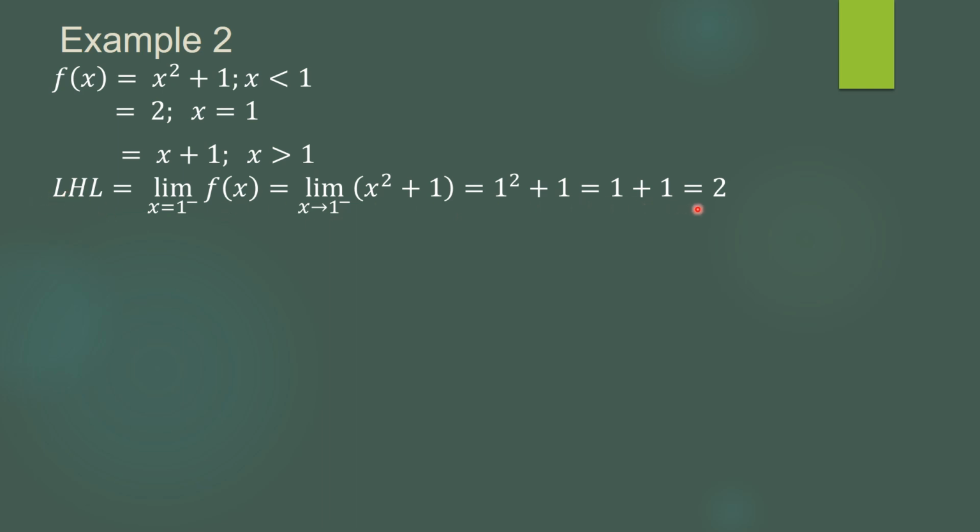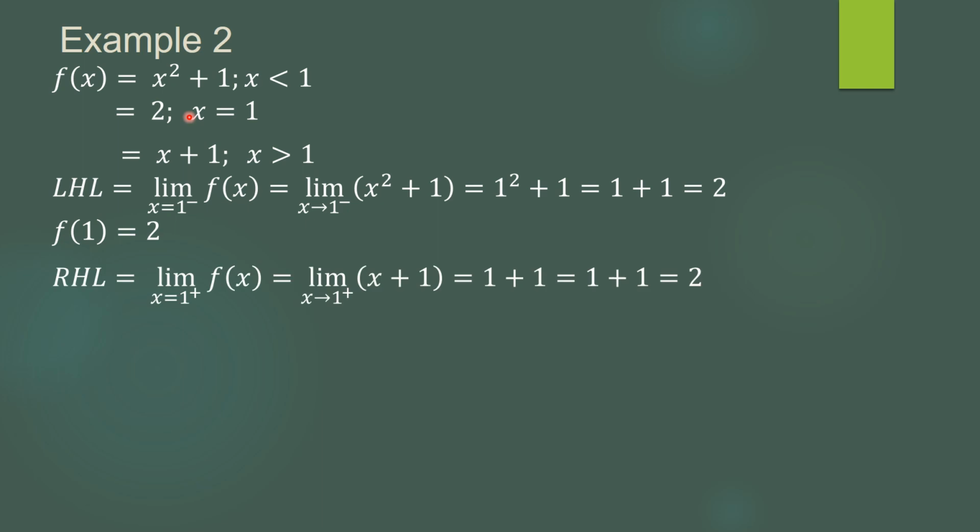Now we will try to find out its right hand limit. Okay, before that, f of 1 is 2, that is directly given, and now we'll try to find out the right hand limit. The right hand limit means limit x tends to 1 plus of f of x. We have to select the function which is given for x greater than 1, so that is the function x plus 1. Replace x as 1, we get the value 2.